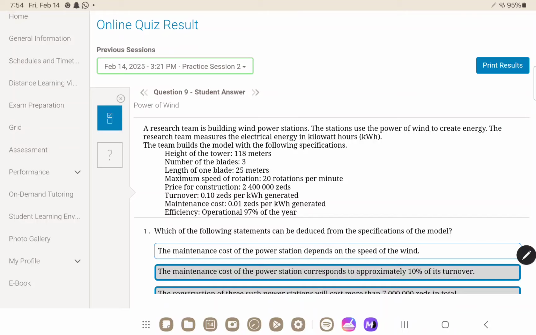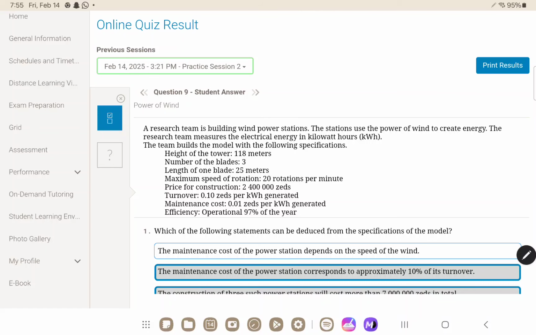Now this question is about wind. It's telling you a research team is building wind-powered stations. The stations use the power of the wind to create energy. The research team measures the electric energy in kilowatt hours. The team builds the model with the following specifications: height, number of blades 3, length of one blade 25, maximum speed 20 rotations per minute, price, turnover, maintenance, efficiency.